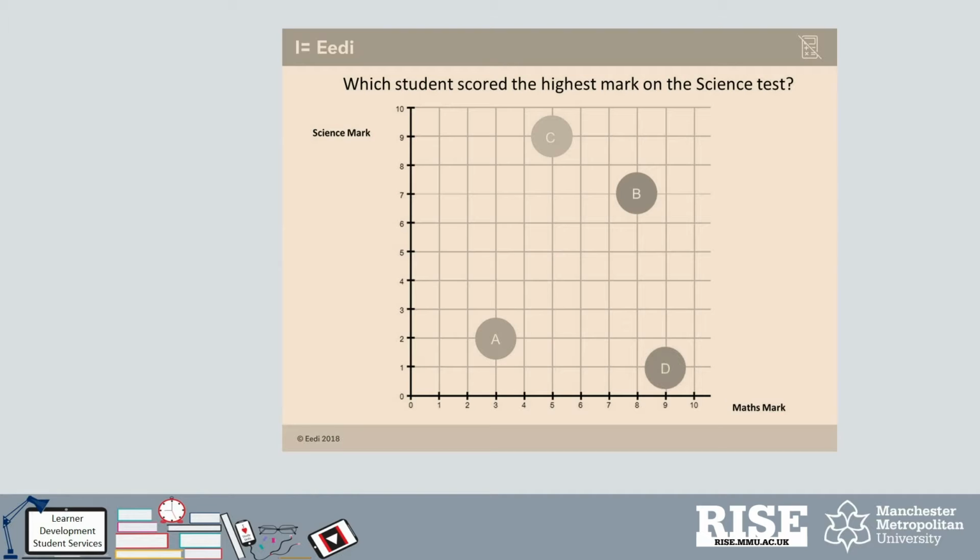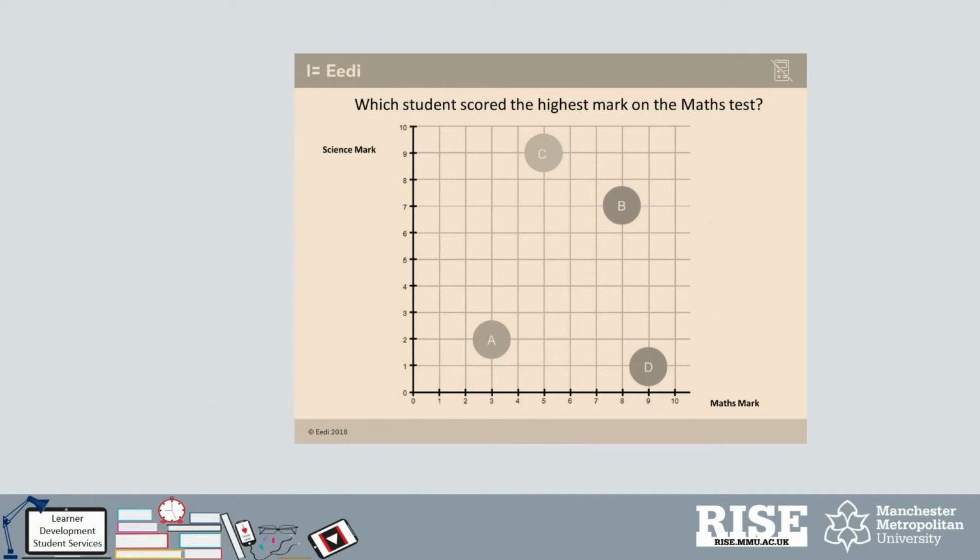So from this graph, can you indicate to me which student scored the highest mark on the science test? I'd be looking for the highest mark measured against the y-axis here, which is student C. Which student scored the highest mark on the maths test then? Well, I'd be looking for the furthest mark that's represented on the x-axis or the horizontal. That one would be student D.